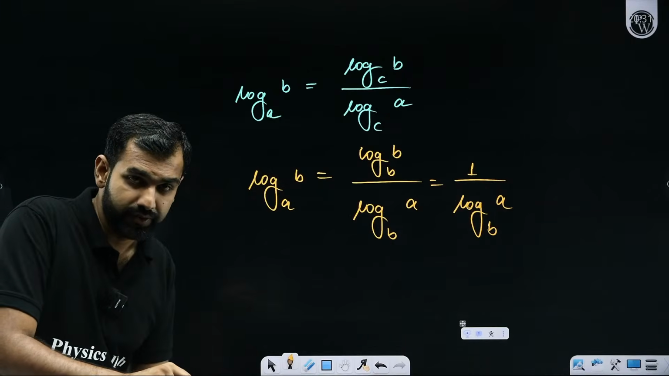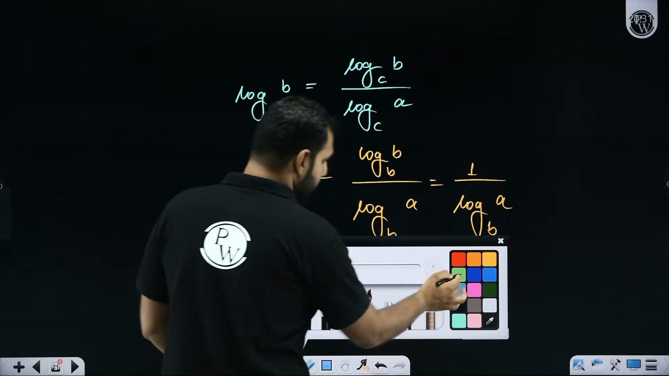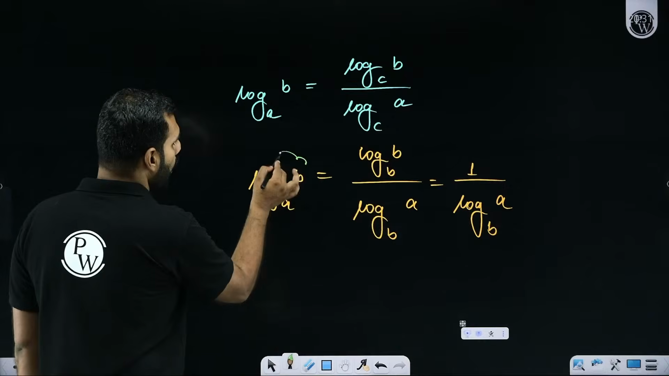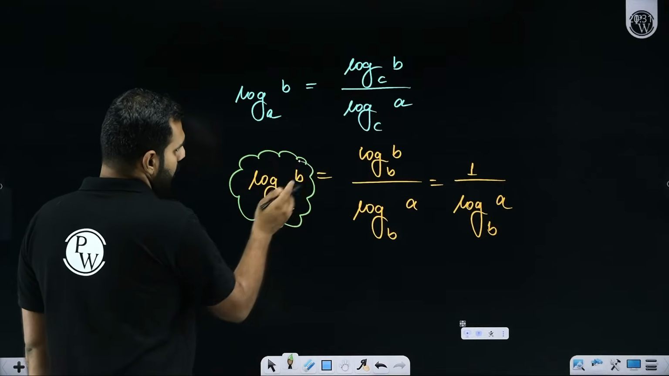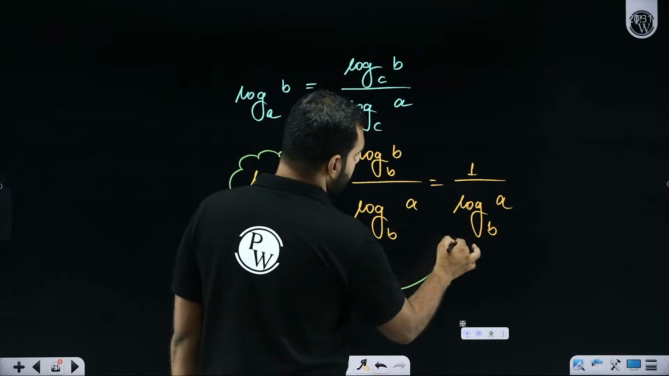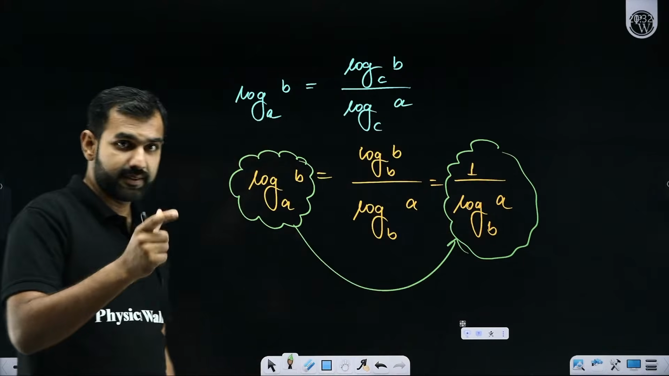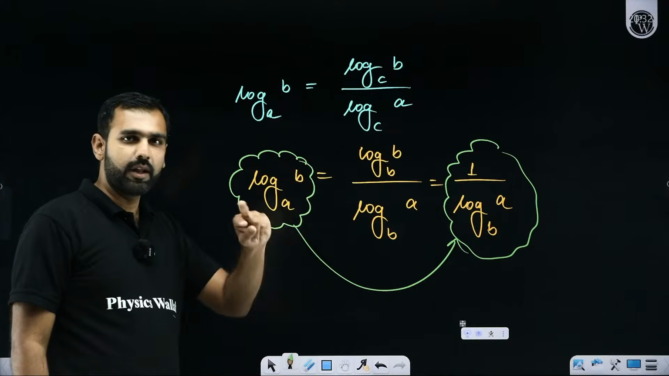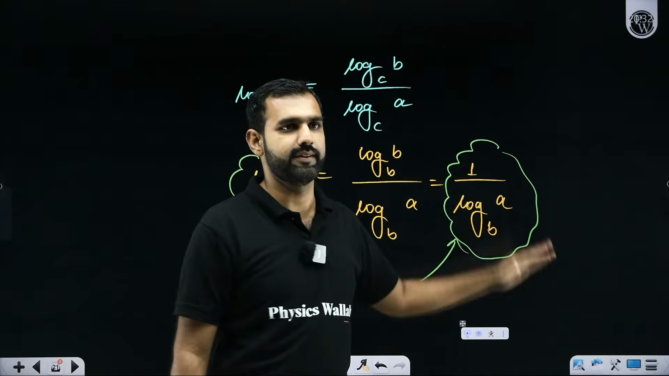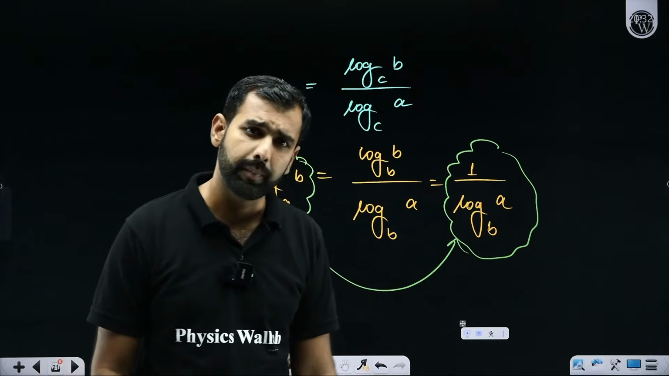Did you learn something interesting? What is that interesting thing? That interesting thing is really simple, that log b base a can always be written as 1 upon log a base b, which means these a and b can be swapped if I take their reciprocal like this. Will you all remember that?